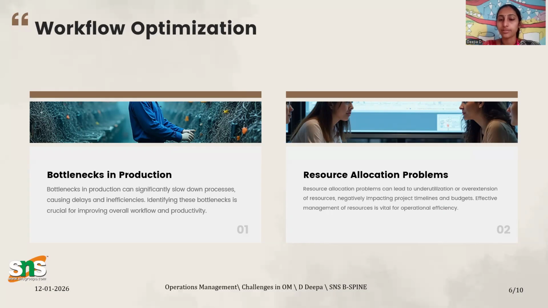And next is resource allocation problems, in the sense of underutilization or overutilization. Both are big issues. It should not be underutilized, it should not be overutilized. Proper management in an optimized way is a very important thing.